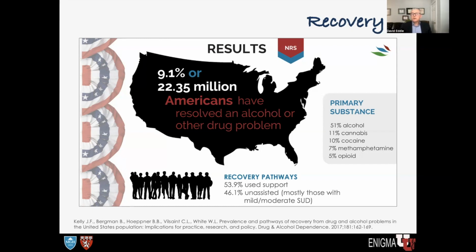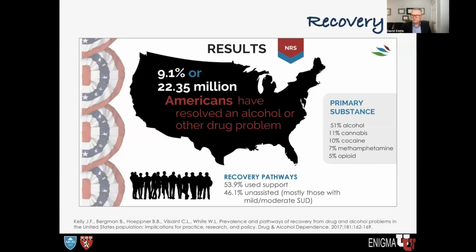Now, it's interesting, if you look at the bottom of this slide, where we describe recovery pathways that people use, 54% use some kind of support, but 46% recovered without any help. This is something we sometimes call in the literature naturalistic recovery, or natural recovery. These were mostly folks in this sample who had mild to moderate SUD symptomatology.